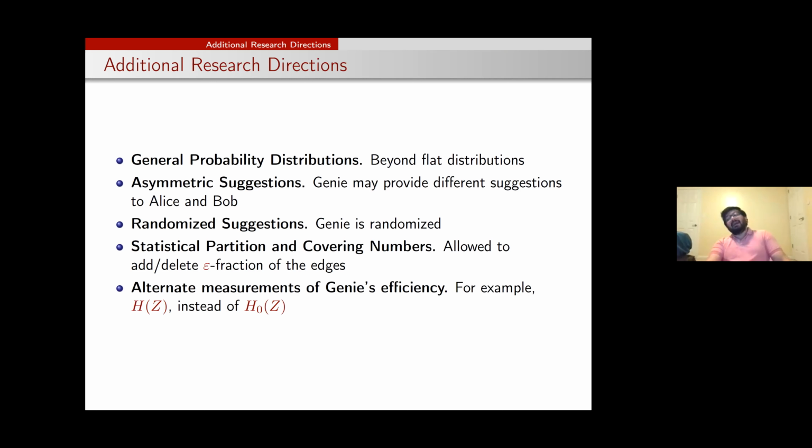In our entire discussion, we always use the support of Z, that is H0 of Z, and we were trying to minimize that quantity. What if we use different optimization measures of Genie's efficiency? For example, what if we consider the entropy of Z? I'm not going to go into further details of explaining why this could be interesting, but I can find applications where minimizing H(Z) has more meaning, is more relevant to the problem setting. In fact, you can consider even Rényi entropy of other different kinds as well.